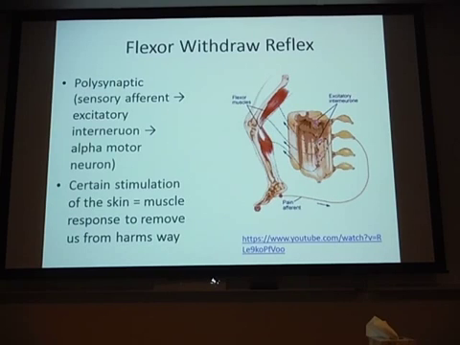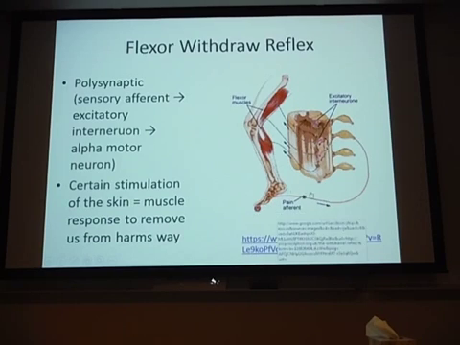And I'm going to let YouTube walk you through this reflex, but I'm going to point out a few things before we go. First is that it's polysynaptic, it's going to start with the sensory afferent, so the pain fiber. Pain is carried along, I feel like I'm torturing you guys today, but what type of fibers? A delta and C fibers.